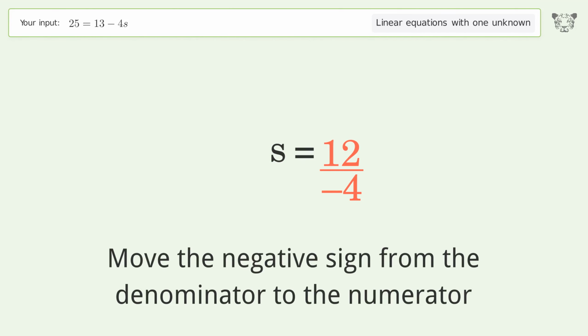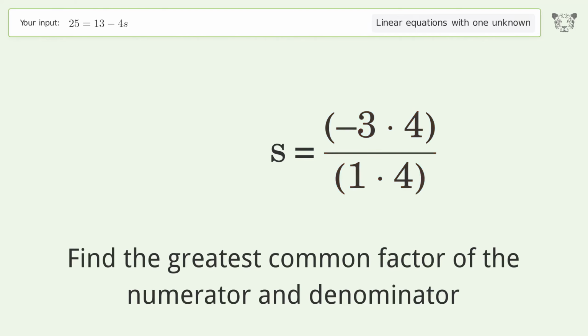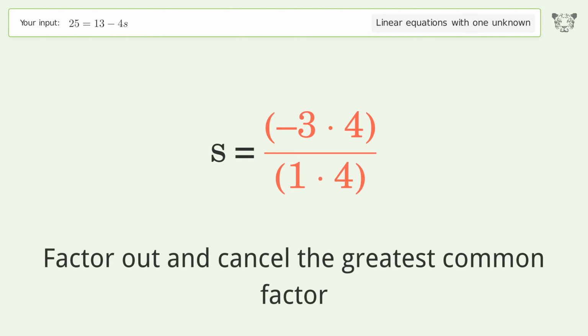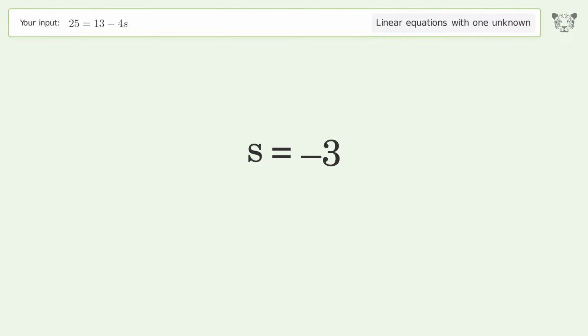Move the negative sign from the denominator to the numerator. Find the greatest common factor of the numerator and denominator. Factor out and cancel the greatest common factor. And so the final result is s equals -3.